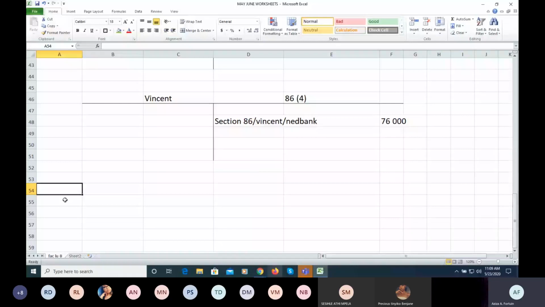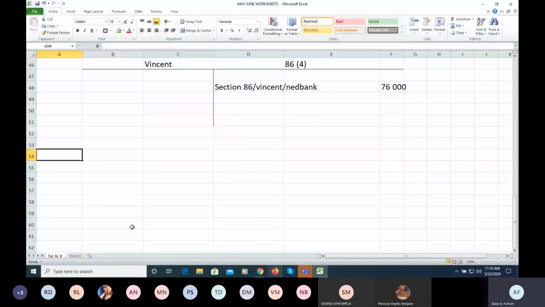So, I want to give you 5 minutes, and I want you to do the trust bank and the trust creditors control account, which should take you about 5 to 10 minutes. And then we can discuss it. The trust bank and the trust creditors control account.